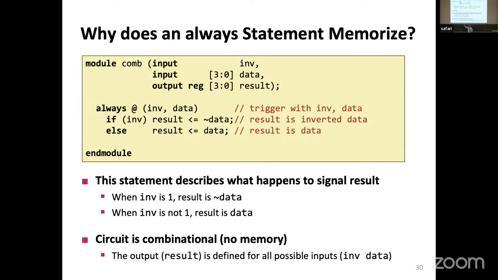Whenever something changes in inf and in data, it's not specific to positive or negative edge. Anything that happens to them, we go through them. Notice that it's not being executed, it's just that the compiler understands that result will be calculated whenever inf and data change. So it's trying to figure out, what is this guy saying? What is this circuit, by the way? You could say it's a multiplexer, right? A multiplexer with one input inverted.